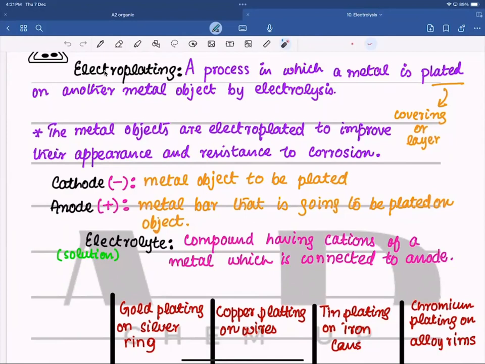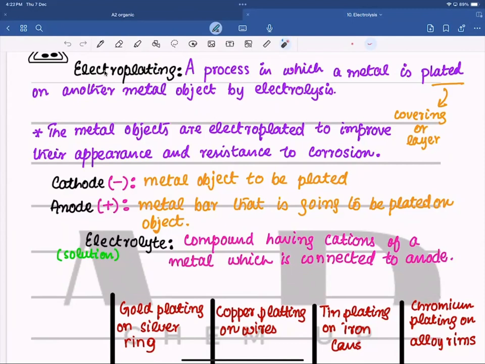If you have seen the outer parts of the cars and bikes, the alloy rims and the handles, which are very shiny, these are plated with the chromium. The handles and the alloy rims are not made up of chromium, they are made up of any other material, and they are coated with the chromium, and that is also done by electroplating.